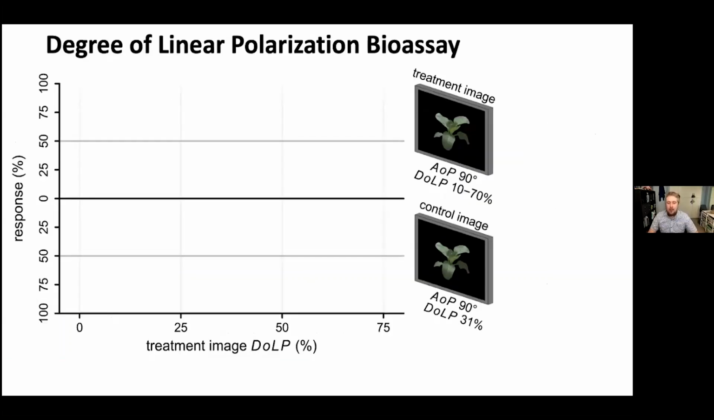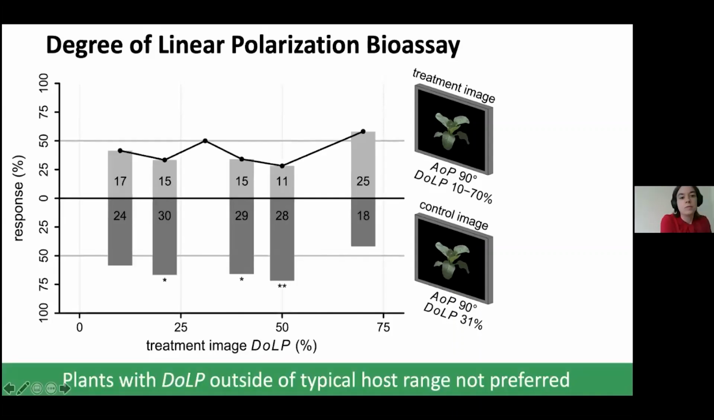The next thing we did was investigate what range of DOLP is attracted to the cabbage white. Similar to the last experiment, only one plant had a DOLP that varied between 10 and 70%, and this was tested against a control image with a DOLP typical of cabbage. What we found is that there was an inversion to most other DOLPs outside of that typical of cabbage. While we did find that highly polarized images were attractive, this level of polarization is comparatively rare under natural conditions.